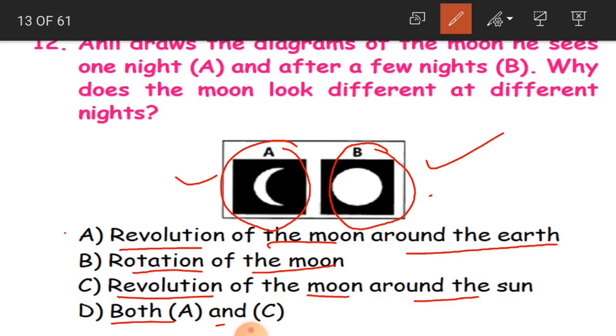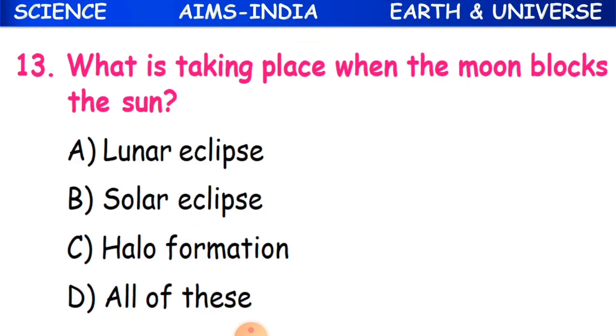It is because of the revolution of the moon around the earth. The moon is going to revolve around the earth. Because of that the moon is going to look different periodically, for every quarter. Okay, clear? Yes.